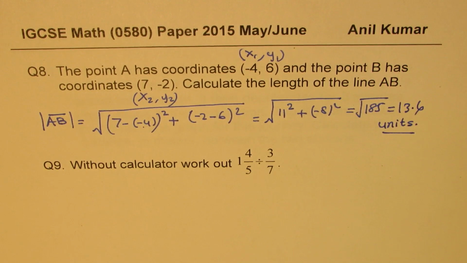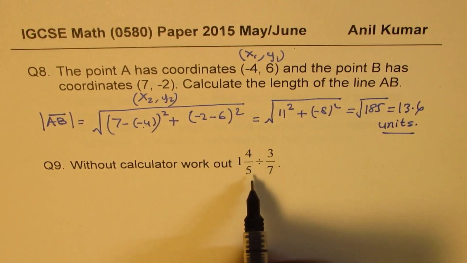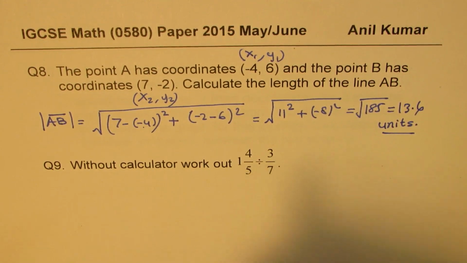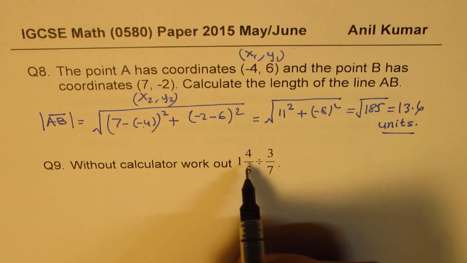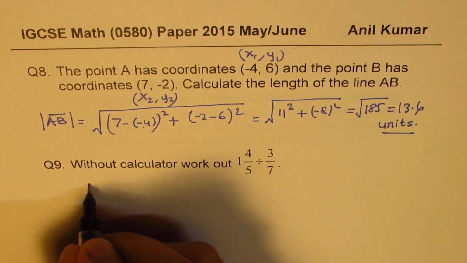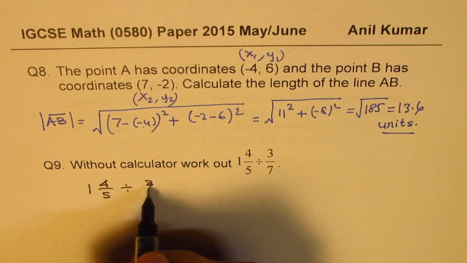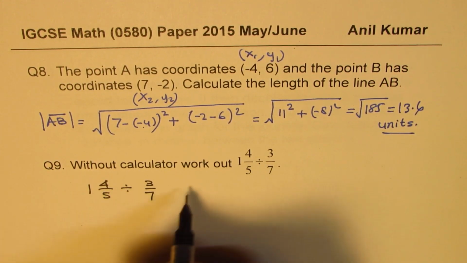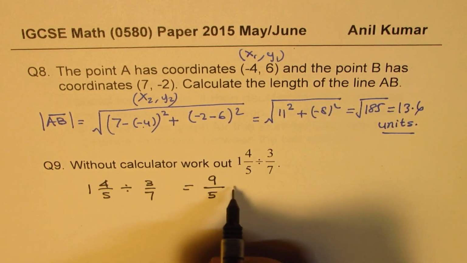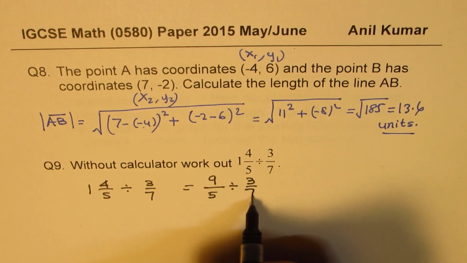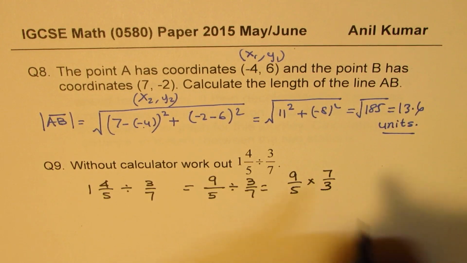Question number 9 here is, without a calculator, work out 1 and 4/5 divided by 3/7. So the first part is to convert this mixed number into an improper fraction, right? So we have 1 and 4/5 divided by 3/7, right? So I could write this as 1 times 5 plus 4, which is 9/5 divided by 3/7, which is 9/5 times 7/3, right?